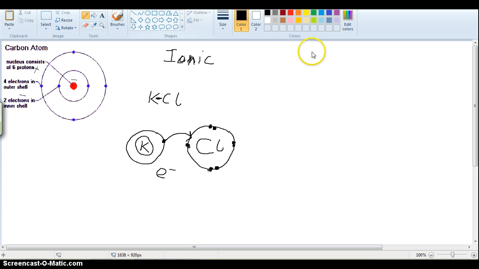The other main type of bond is the covalent bond. And out of the two, covalent bonds are stronger. Depending on the atoms that are involved, they have different strengths, but as a general rule, covalent bonds will be stronger than ionic bonds. So let's look at one that we all know, I think, CO2. Carbon dioxide, CO2, is a covalent bond.